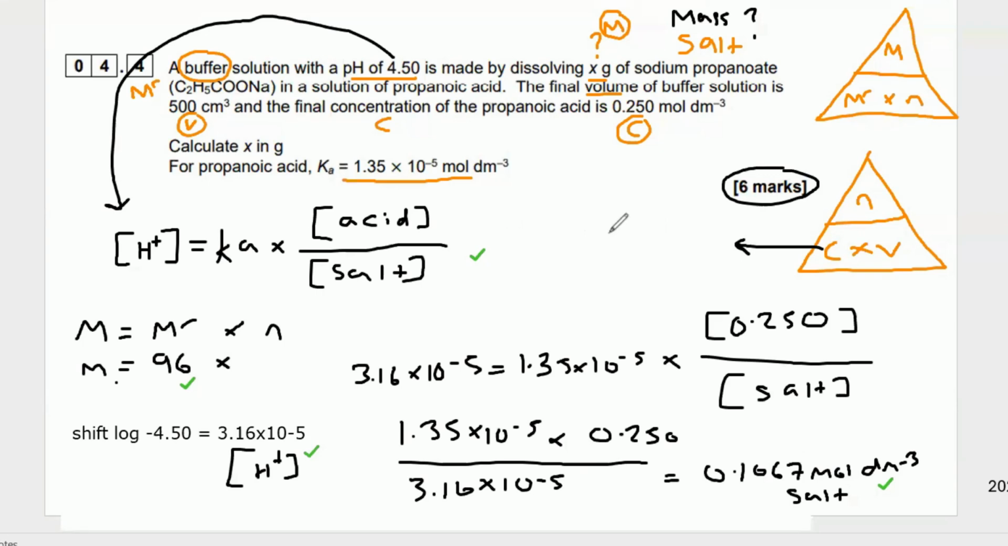So we want to do 0.1067. Now we're going to times that by the 500 centimeters cubed, but first we must convert into decimeters cubed. So we're going to times by 0.500 decimeters cubed, and that is going to give us our moles of salt. And if we do that, we're going to get, with a little bit of rounding, 0.054, and that is our moles of salt.